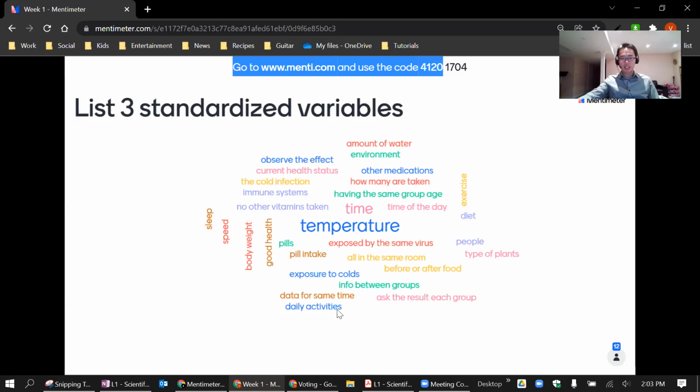Okay, so daily activities, that's a good one, right? You want them to be about the same body weight, right? Maybe similar representation of ethnicity, equal representation of gender, for example. Those would be example of standardized variable. Does that make sense? Does anybody have any follow-up question?